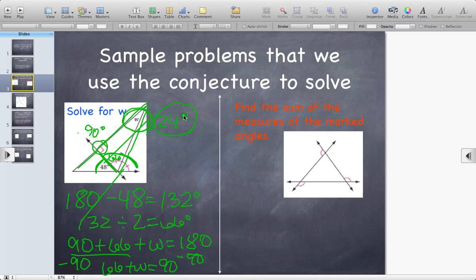All right, let's take a look at the second example. It says, find the sum of the measures of the marked angles. So the marked angles are these pink ones on the outside here. Now be careful with the markings. Notice that there are no dashes to tell us that these three angles are congruent to each other.